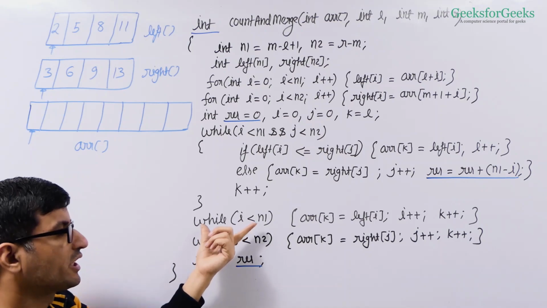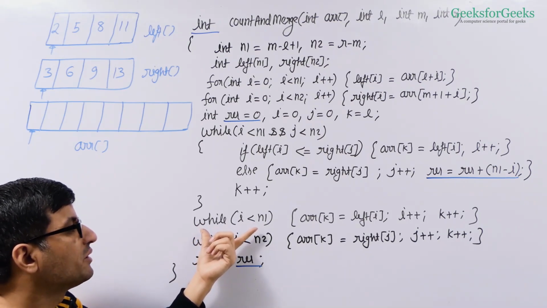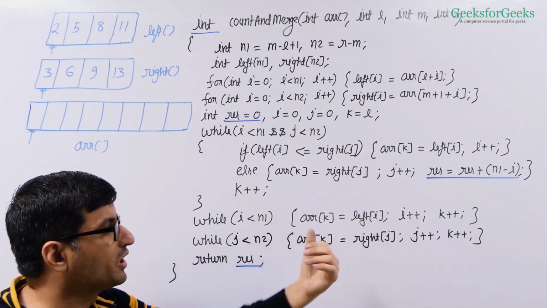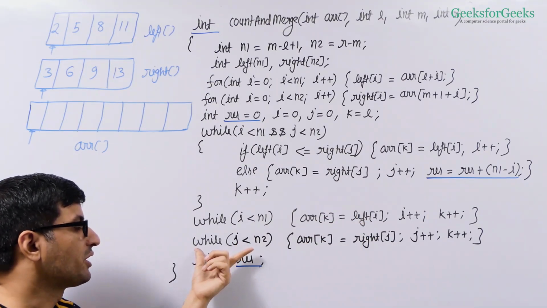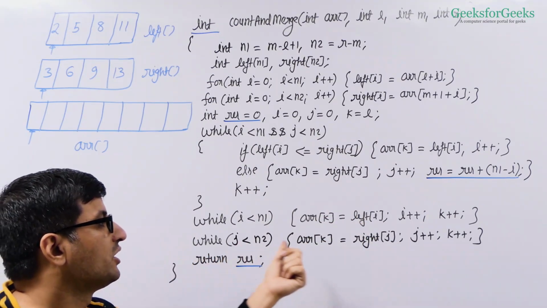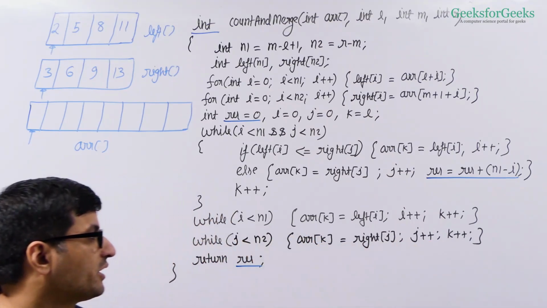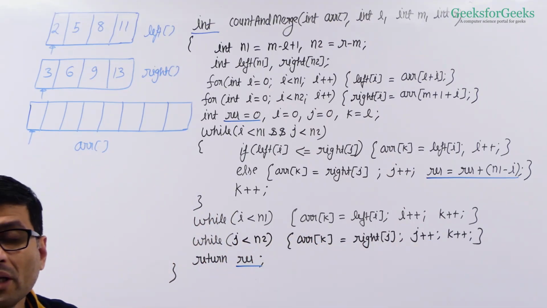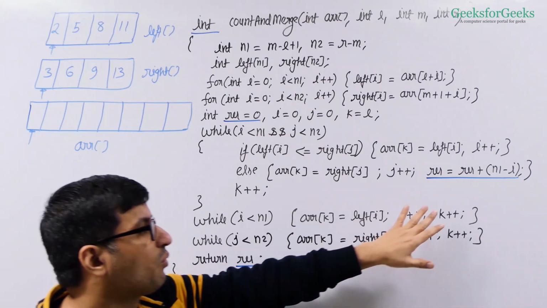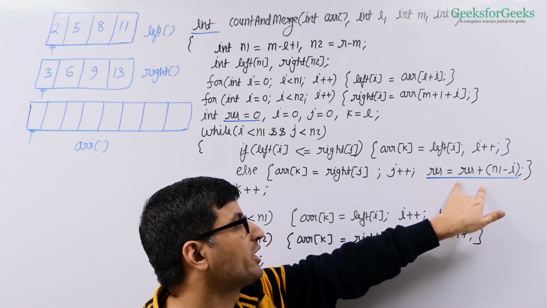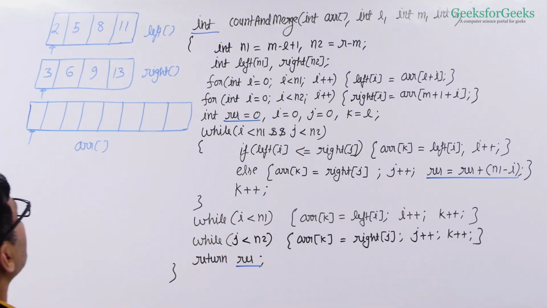After that, this is again the same as merge. If there are extra elements in the first array, you simply put those elements into array k and increment the corresponding indexes. If there are extra elements in the second array, you put those elements in the array k and increment the corresponding indexes. At the end, you simply return the result. Let's now see what happens with these lines. What is the significance of this particular line with this example?